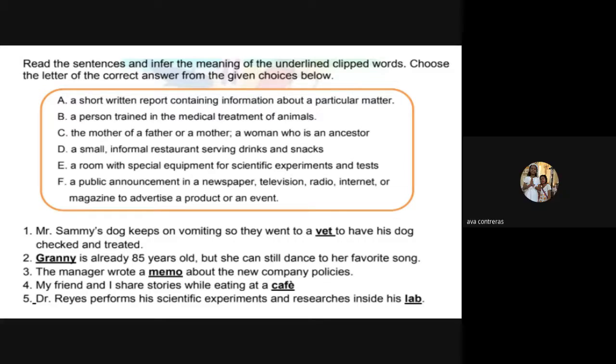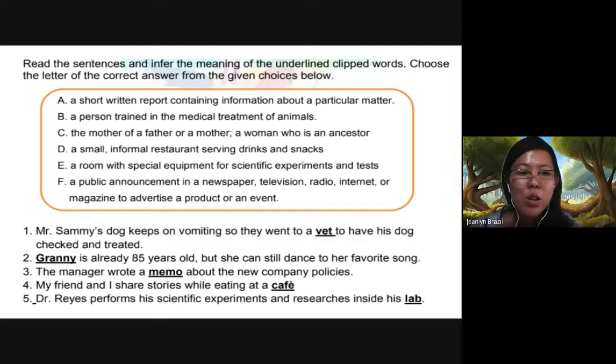Please read, Ava. Read the sentences and infer the meaning of the underlined clipped words. Choose the letter of the correct answer from the given choices below. Okay, thank you, Ava. So the first instruction is you have to read the sentences. So we have here numbers 1, 2, 3, 4, and 5.